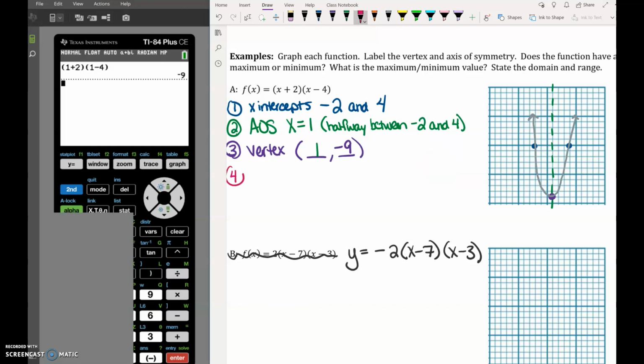The other thing that your assignment's going to ask you for is, does this graph have a maximum or a minimum value? Yeah. This one has a minimum, so you'd circle minimum. And what is the minimum value? -9. Remember that your minimum value, or sometimes maximum value, is the y value of your vertex. That will help you when it asks you for the domain and the range.